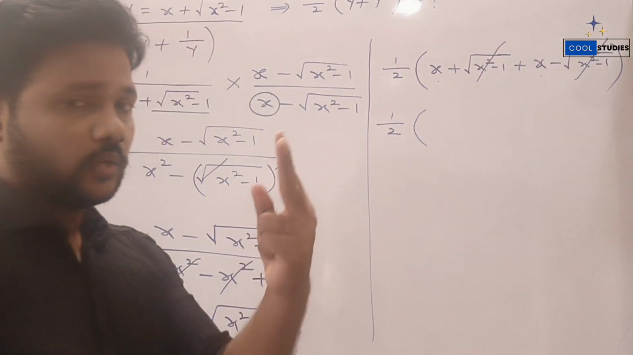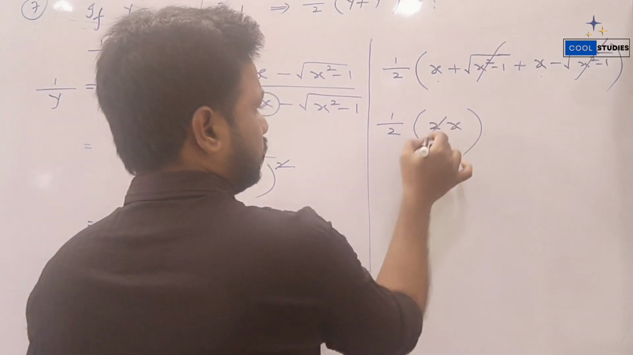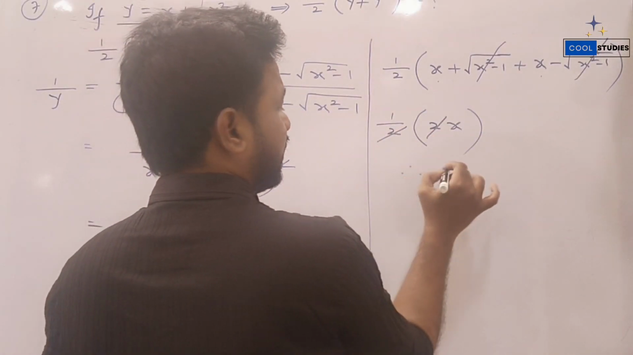There are a total of 2x, so you can write 2 into x. Now 2 and 2 cancel. So finally what we got as the answer?